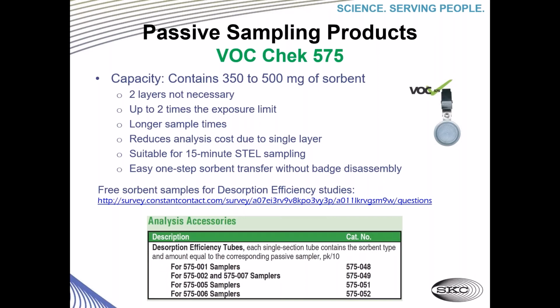So very quickly, some of the advantages of the VOC Check 575 are that depending on which model you order, you will get from 350 to 500 milligrams of sorbent. This is more than twice the sorbent found in other samplers. So what does that mean to you? Well, it means that a second layer is not necessary yet. Even though you don't need a second layer, you will still get up to 2 times the exposure limit, longer sample times, and it reduces the analysis cost and time required since there is just one layer of sorbent.